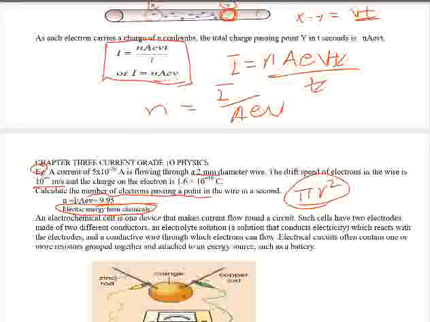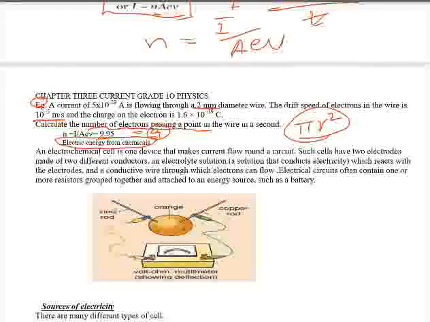But here, 9.95, there is no 0.95 electron. Therefore, our final answer must be 9, by neglecting the decimal point, because you must express it as an integer, since we don't have half or decimal electrons.